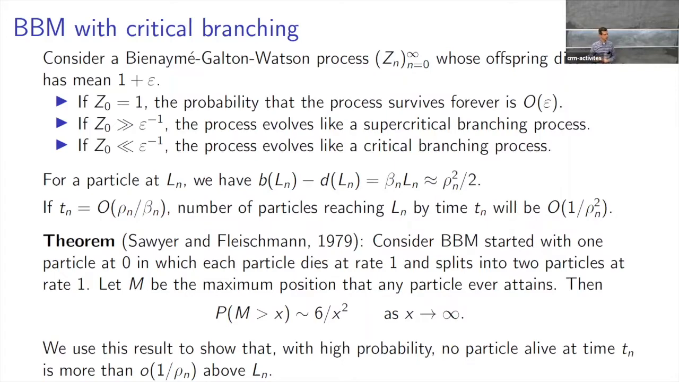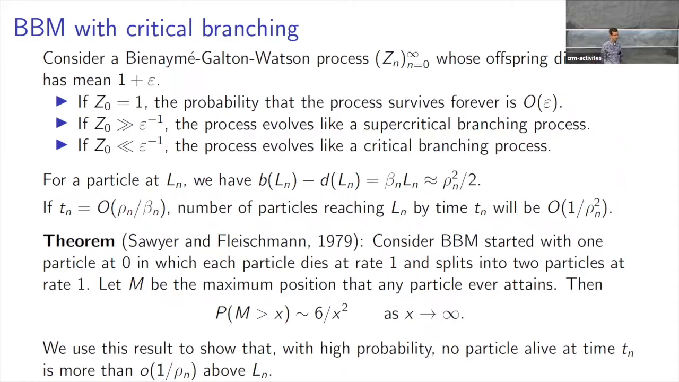Suppose the number of particles at time 0 is much larger than 1 over epsilon. Well, then this is going to behave very much like a supercritical branching process. There are going to be many particles at time 0 that will have descendants that survive forever. And so the number of particles is going to increase steadily over time and stay very close to its expectation. That's just a consequence of the law of large numbers.